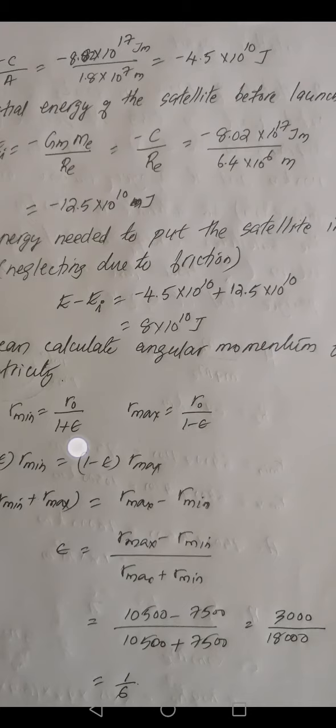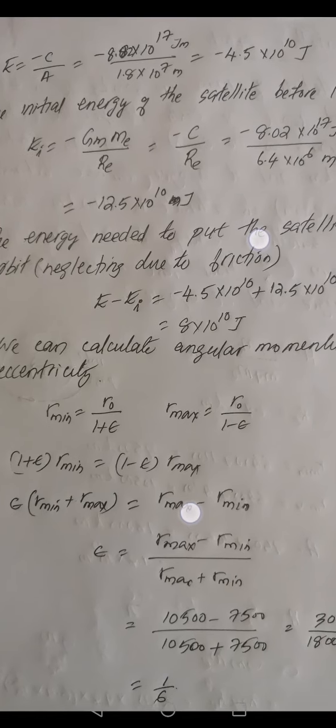Okay, here we have neglected all the friction and all. That was small quantities. Now we can calculate the angular momentum from eccentricity. So we already got the energy. Now we want to calculate the angular momentum. We can calculate the angular momentum from the eccentricity.